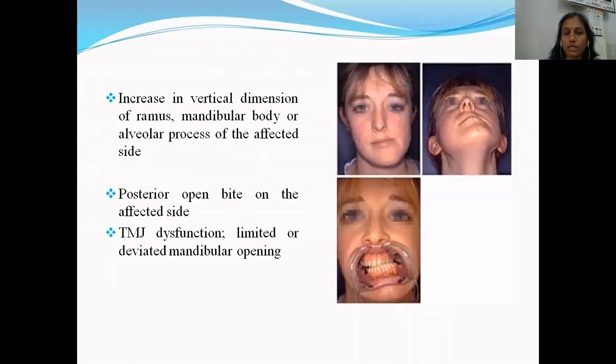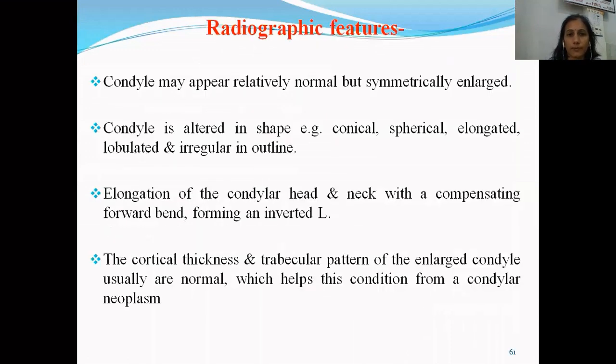In this patient there will be increase in vertical dimensions of the ramus, mandibular body or the alveolar process on the affected side. There will be a posterior open bite on the affected side, and TMJ dysfunction, that is there can be limitation in mouth opening or deviation of the mandible towards the affected side.